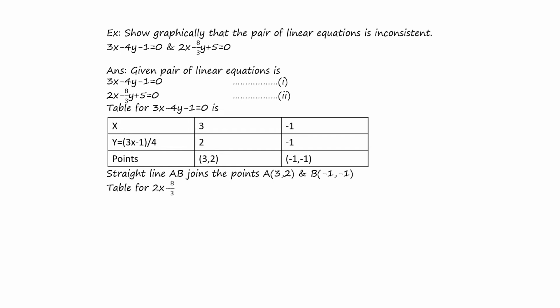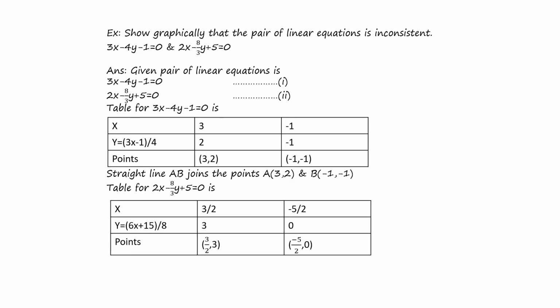Likewise, the table for 2x minus 8 by 3 y plus 5 equals 0: when x is 3 by 2, y is 3, and when x is minus 5 by 2, y is 0. So we got 2 points, (3 by 2, 3) and (minus 5 by 2, 0). We can say that the straight line CD joins the points C (3 by 2, 3) and D (minus 5 by 2, 0). Let's put it in the graph.